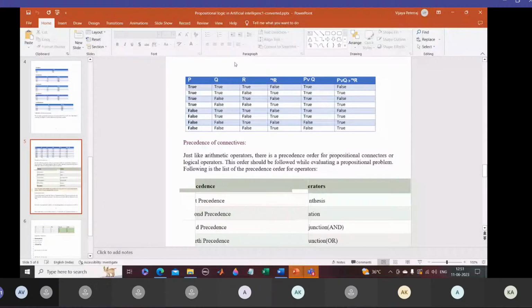ஓகேவா? ஆன்சர் கரெக்ட்டா? Okay, ma'am. ஓகே மேம். கண்டுபிடிச்சிங்களாமா? This one.